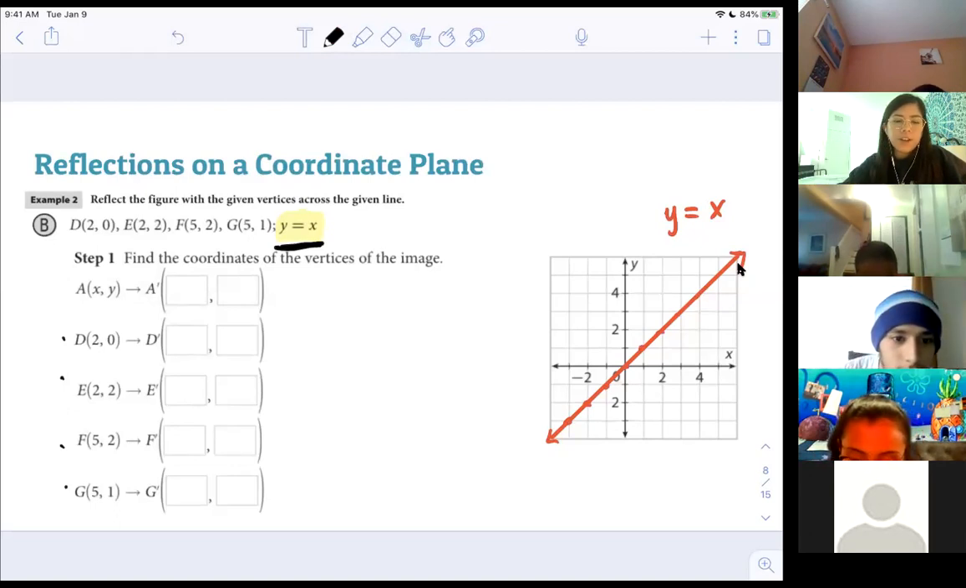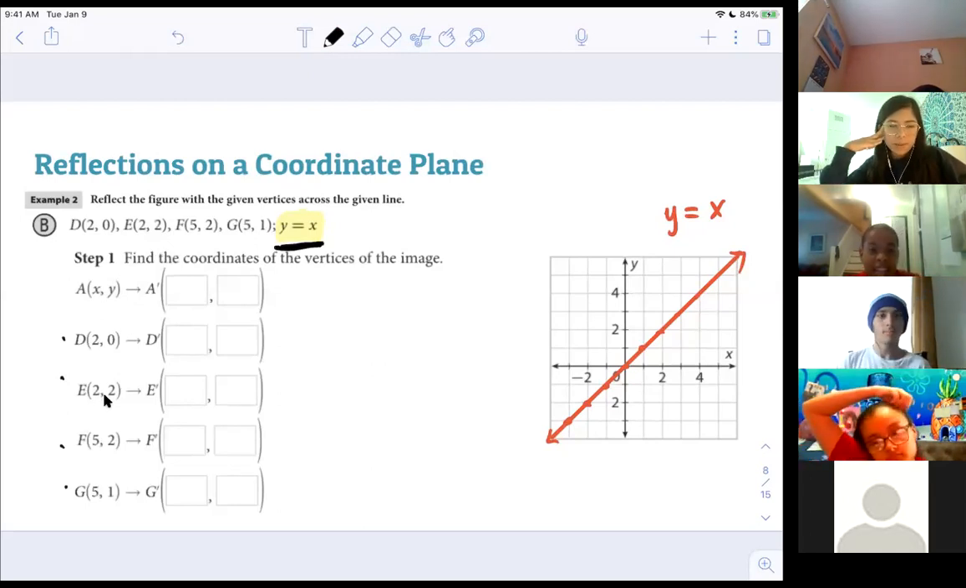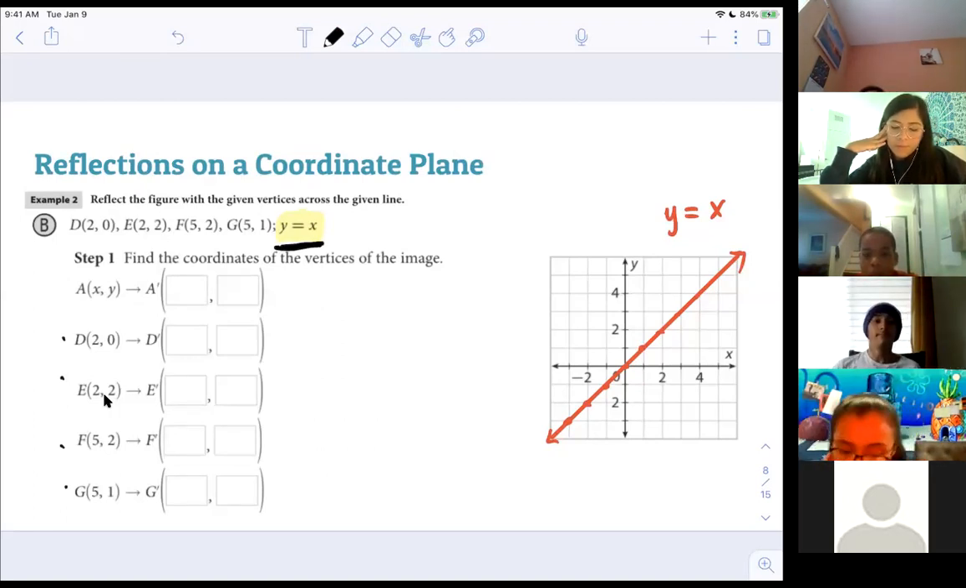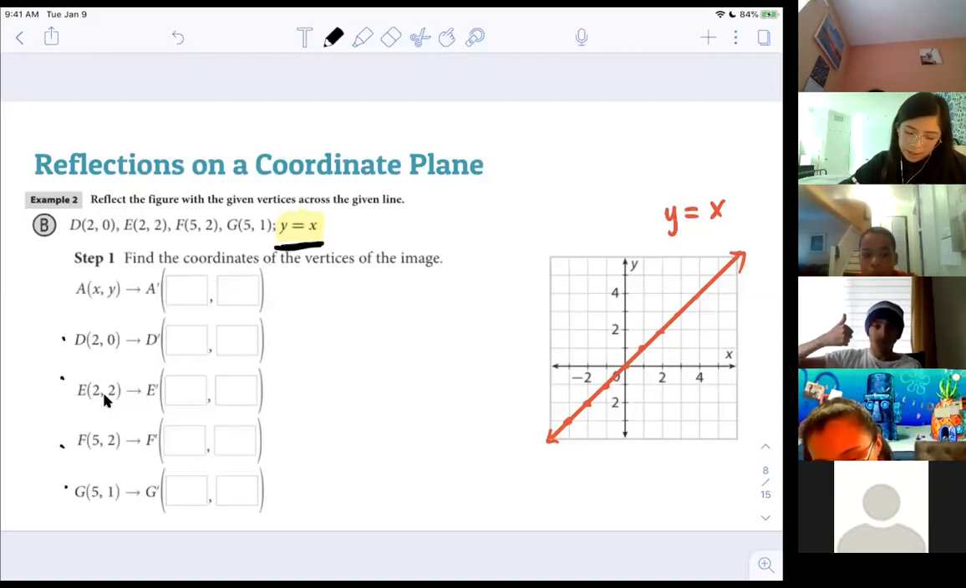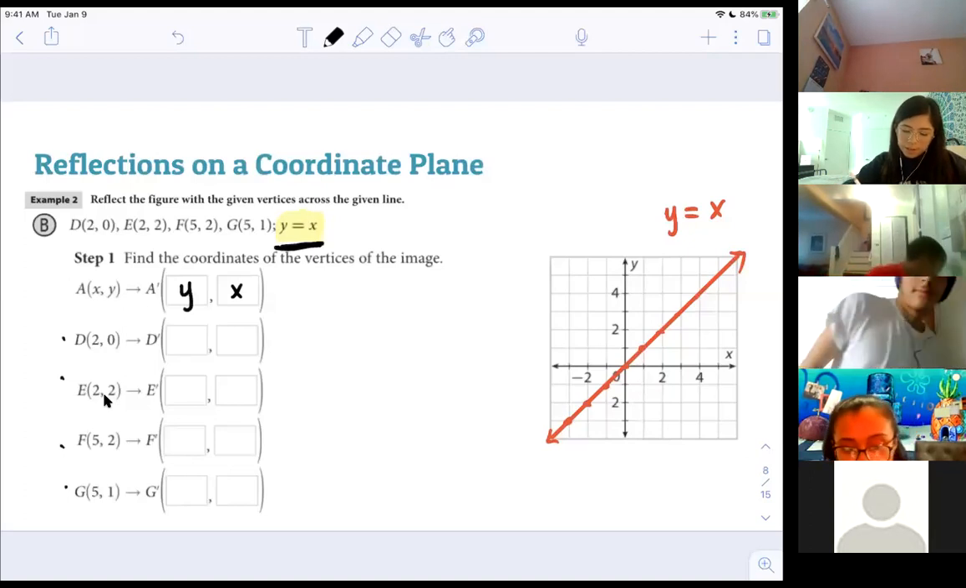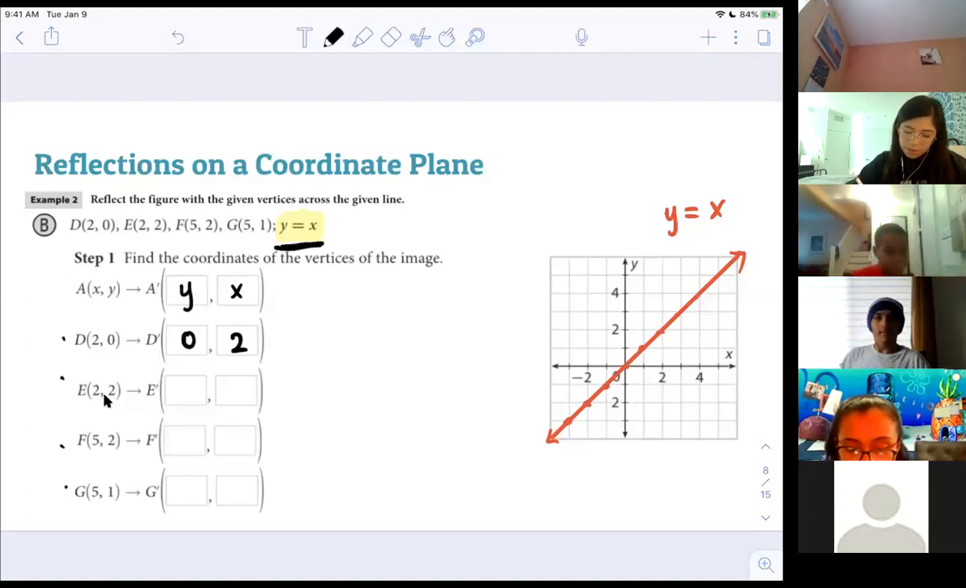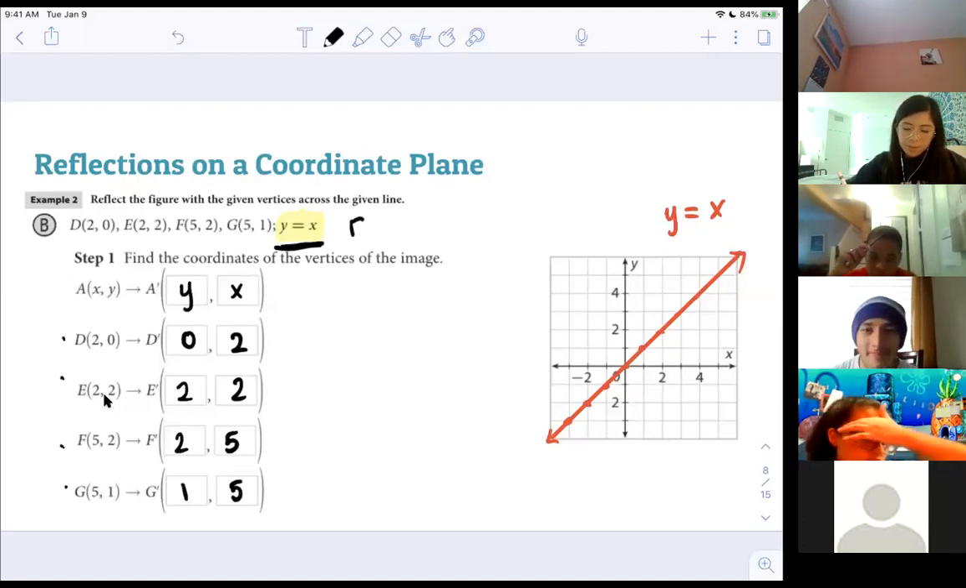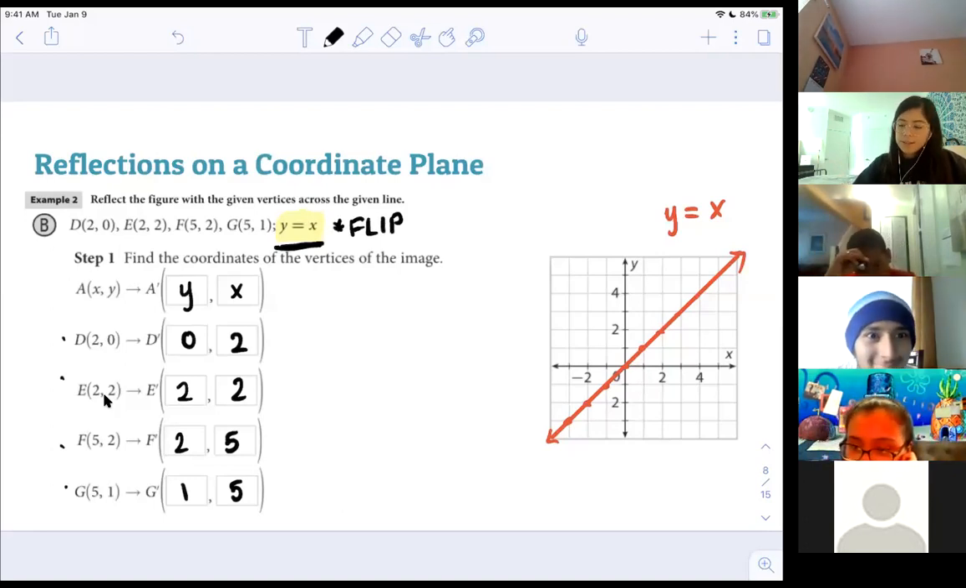I'm going to give Janelle's a chance because she hasn't spoken yet. Janelle's, what should we do? You flip the x comma y, so it's y comma x. Exactly. So x comma y is going to become y comma x. Let's go straight down. 2 comma 0 becomes 0 comma 2. 2, 2 stays the same. 5, 2 becomes 2, 5. And 5, 1 becomes 1, 5. All we're doing is flipping. This is our flip. This has to be memorized, you guys.